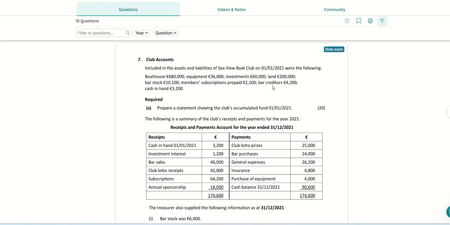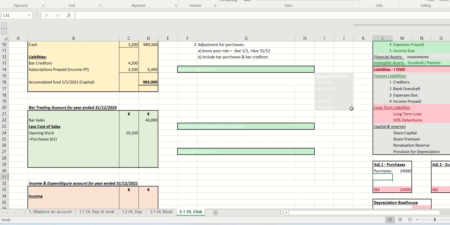So creditors are people that we owe money to. And we have a rule around things that are due and things that are prepaid in accounting. It's the next big set of learning that I'm giving you. I want you to learn this as well as knowing your assets and liabilities. We need to know our rule for doing adjustments. We minus anything that's due at the start of the year. We plus anything that's due at the end of the year.